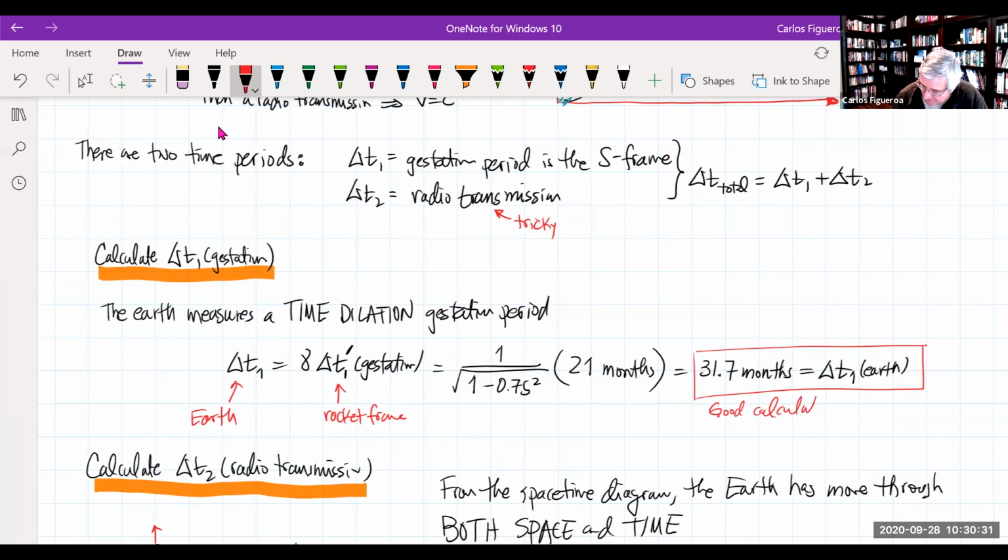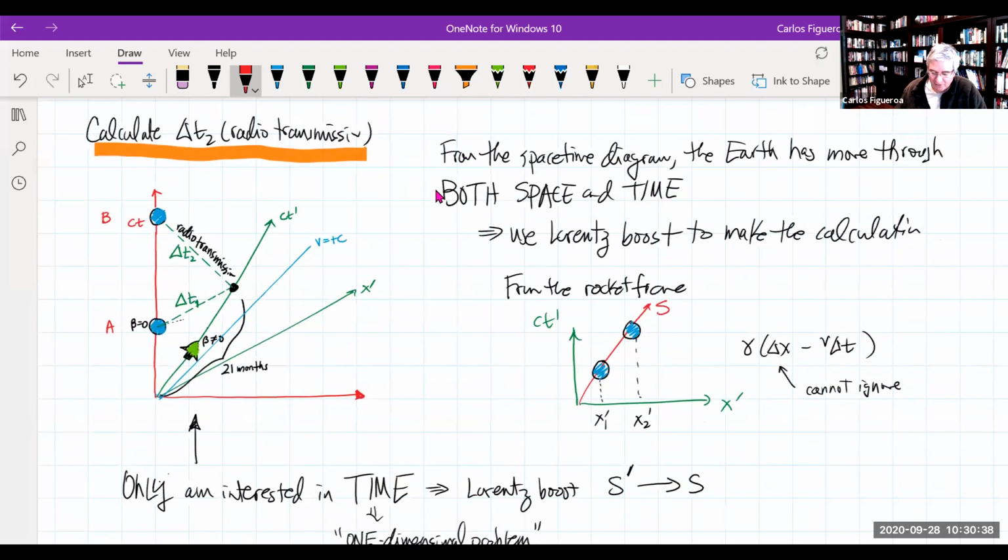Since I'm going to put this up so that you guys can get them out, I better be as clear as I can. The radio transmission, oh, I'm good now. Okay, sorry about that.